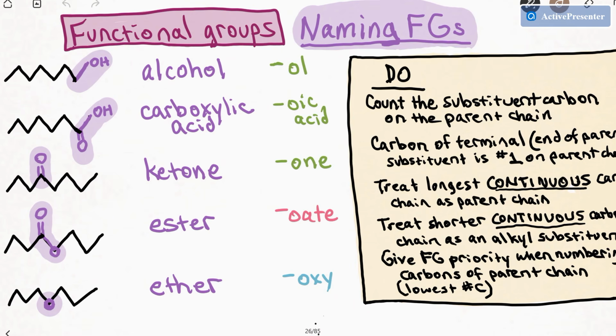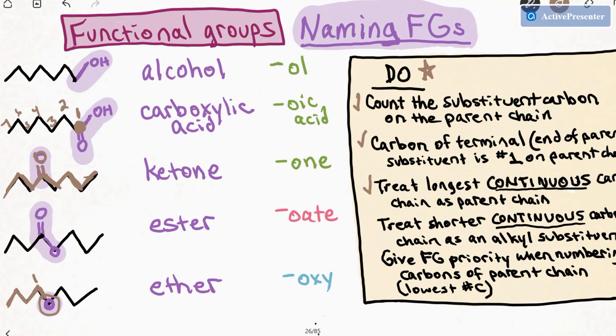So here are some do's that you want to make sure you remember, with the exceptions of ester and ether: do count the substituent carbon on the parent chain. So here's the carbonyl carbon on carboxylic acid. You do count that, and that's counted as number 1. And here's the second rule right here. Count the carbon at the terminal end of the substituent as number 1 on the parent chain, and then 2, 3, 4, 5, 6 as you're going away from it. Now, treat the longest continuous carbon chain as the parent chain. For ketone, it's going to be the whole thing because there's no interrupting oxygen in the middle of this. The oxygen veers off in the double bond. But like in ether, we go to the longest hydrocarbon chain before it gets interrupted by this oxygen, and that's going to be the parent chain.